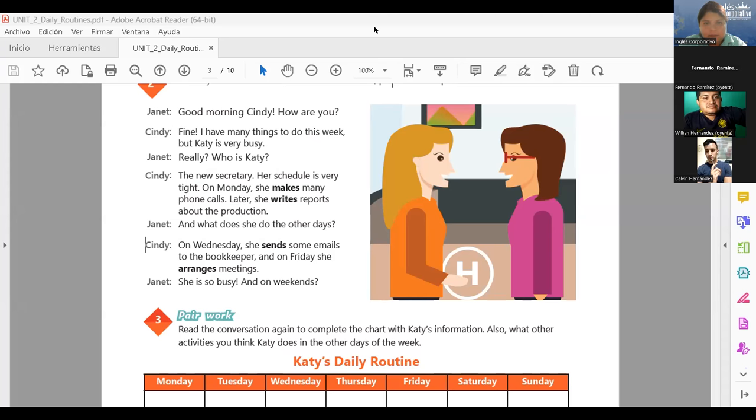A ver, Kevin, ya está por acá. Kevin y Mario. Aquí están ya. Activate your microphone, Kevin. Esperamos a Kevin. Ahí está. Bien, chicos, empezamos.